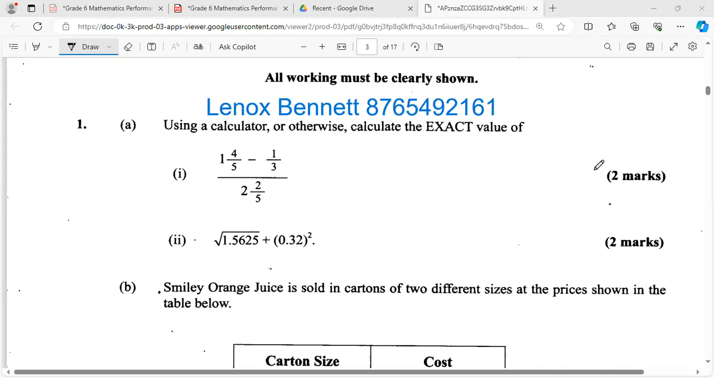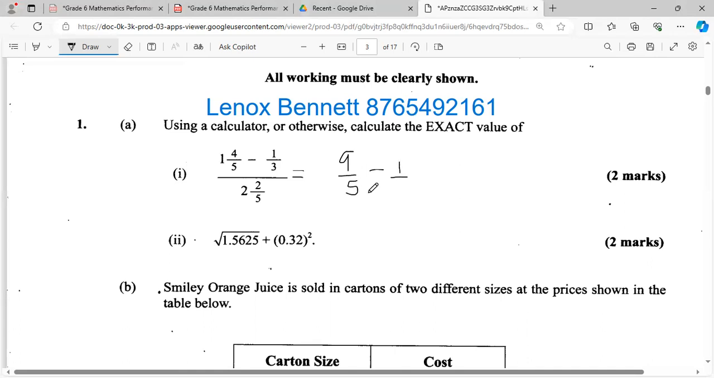Let's go. So this one says 1 and 4/5 minus 1/3 divided by 2/5. When you get these, you have to work the top first. So let's do that. I'm going to convert the 1 and 4/5. 1 times 5, that's 5, plus 4, that's 9. So we have 9 over 5 minus 1/3.